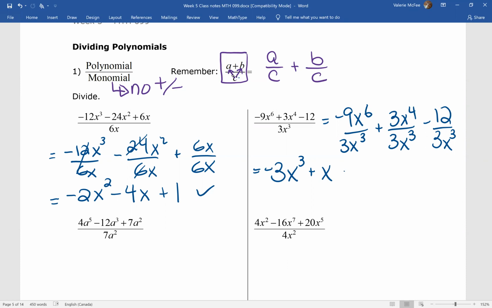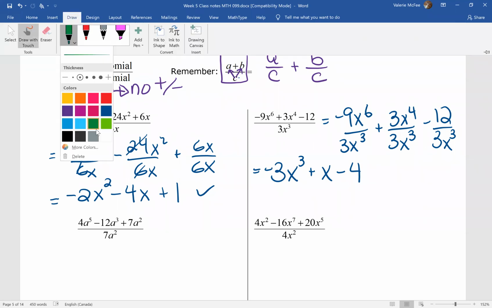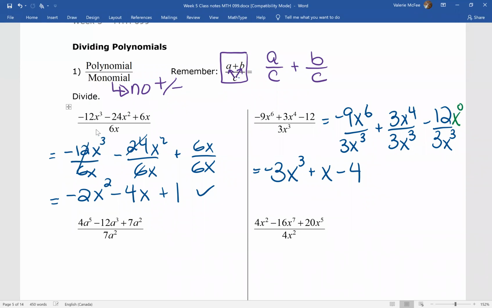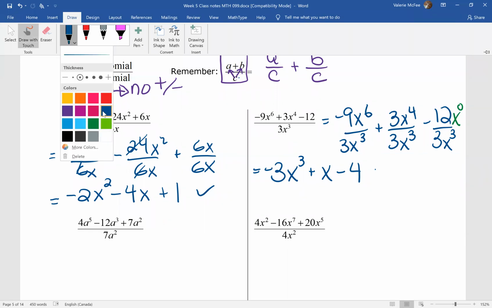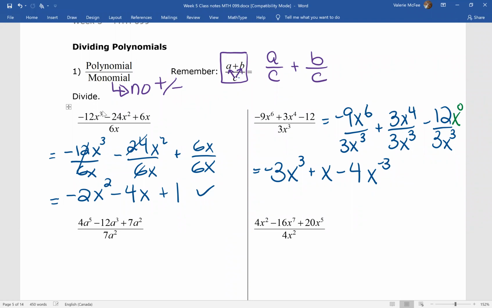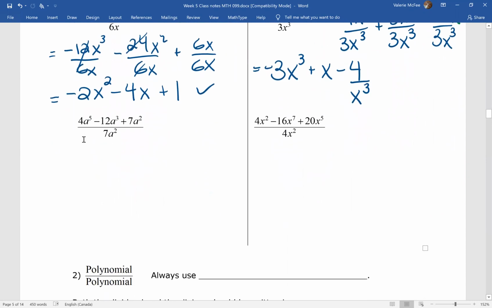Negative 12 divided by 3. There's no x's on that 12. But remember, we could think of this as x to the power of 0, which means when we're subtracting the exponents, 0 minus 3 is negative 3. But of course, we like our answers written with a positive exponent. That means I can take this and write it as negative 4 over x cubed. Pause your video and see if you can do the next two.